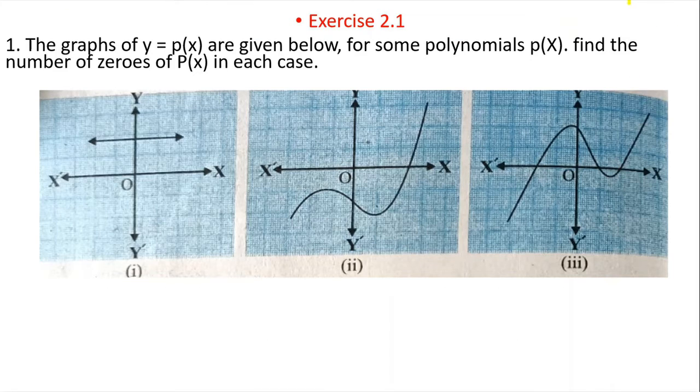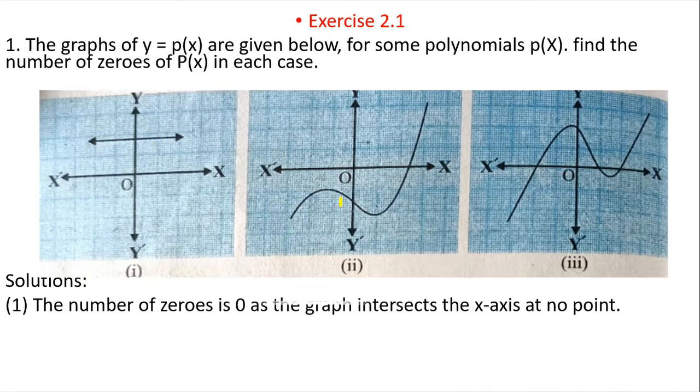Now, exercise 2.1. The graphs of y is equal to p of x are given below, for some polynomials p of x. Find the number of zeros of p of x in each case. So again, they are given some graphs, and by looking at the graphs, they want us to identify how many zeros are present for each graph. So from first graph, we can clearly see that the graph here does not intersect the x-axis. So here the number of zeros is 0 for first graph.